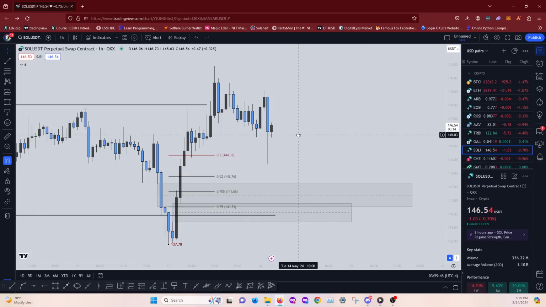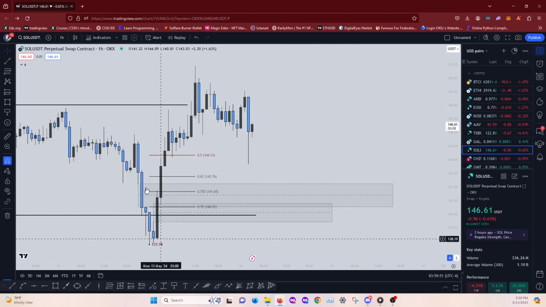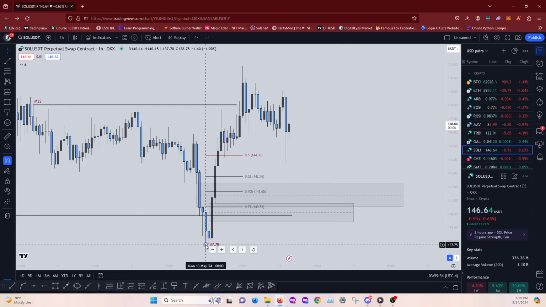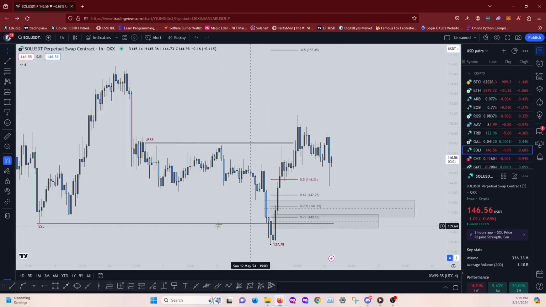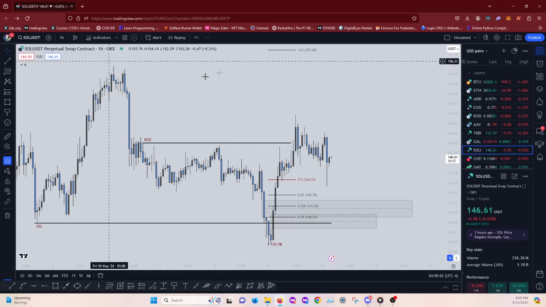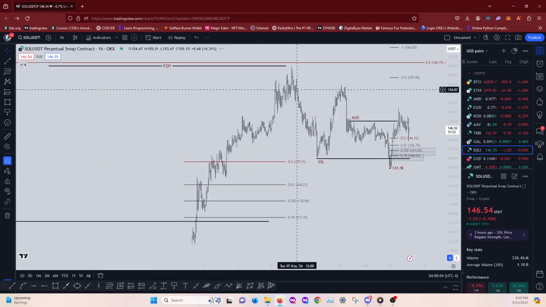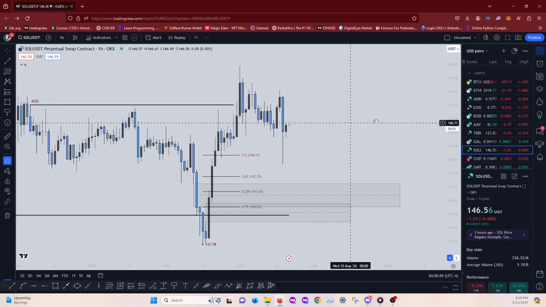It should simply mitigate it and then continue to the upside. But I like to have more of a protective stop rather than a conservative stop. And between this low and this high, the sell side sweep, if price is truly bullish, it should continue to the upside to take some buy side liquidity. So yeah, that is a valid setup for Solana.